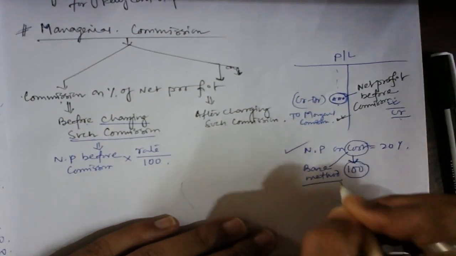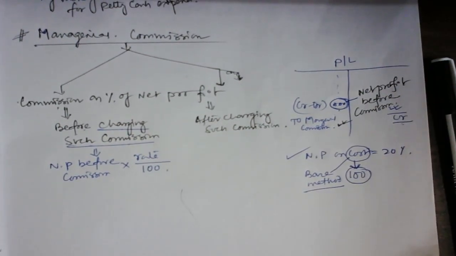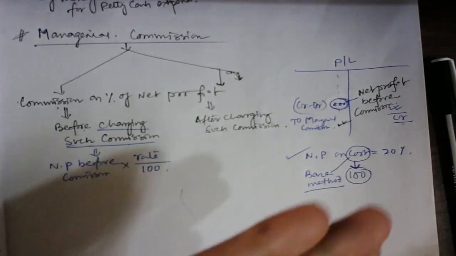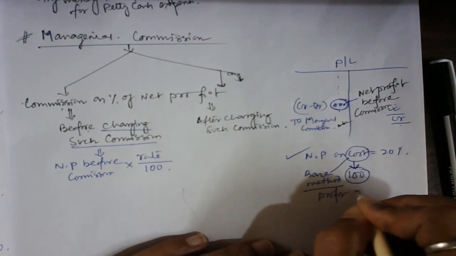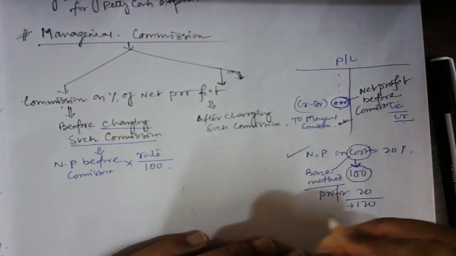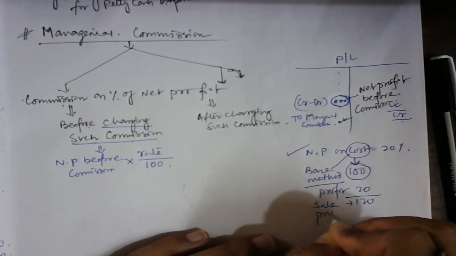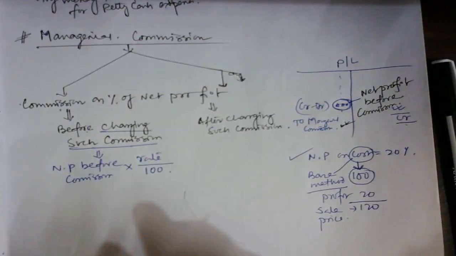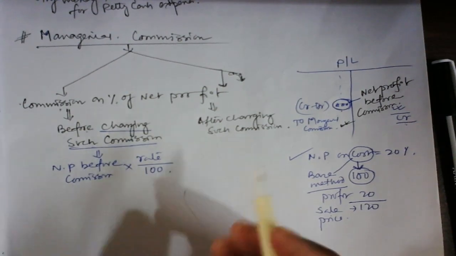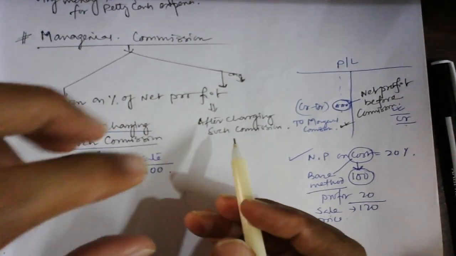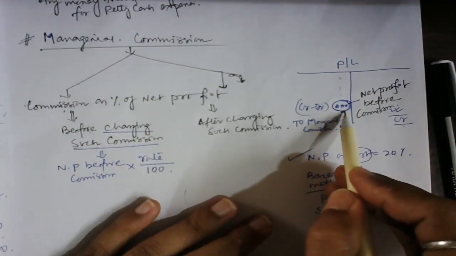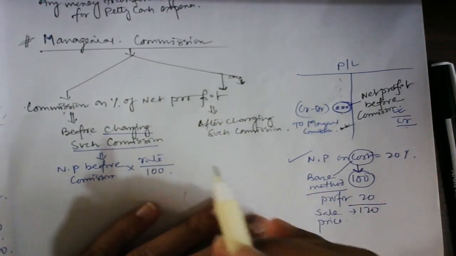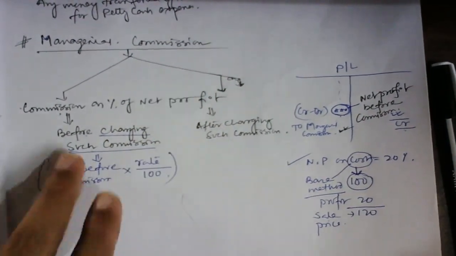Under the base method, any profit that has to be calculated on any parameter, either it may be cost or sale, net profit on sales, but as cost is given here, we need to take cost as 100 and then add the profit 20, then we are going to get 120, which is nothing but your sale price. Correct? Similarly here, as the commission is a percentage of net profit before charging such commission, you have to calculate the rate based on the net profit. So can we take it as 100 and then multiply the rate by 100? That is what is called before charging such commission.